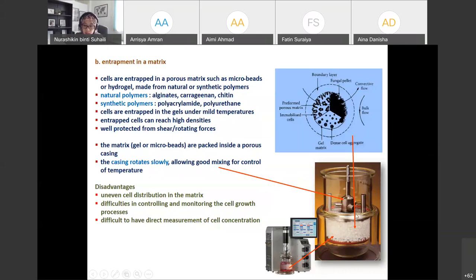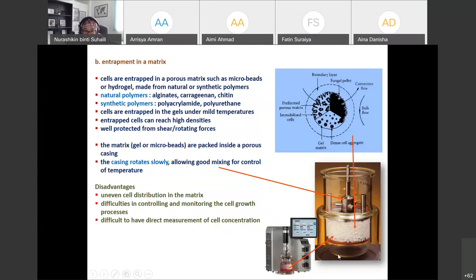And this thing will actually, there is still mixing, tapi very slow. And the whole thing here is called casing, right? So that's how it was like the flow of the media. Dalam tu ada media juga. So the media will flow through this porous matrix. The reason why it is porous is because it will enable the input and output, the flow throughout the layer here. Kalau dia tak porous tu, dia tak dapat masuk lah the fluid tu, the media. So that's why it's very important to have a porous matrix.